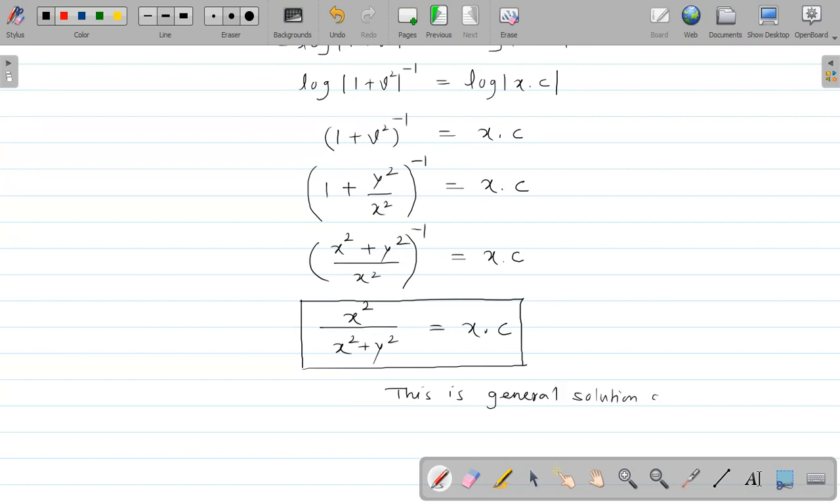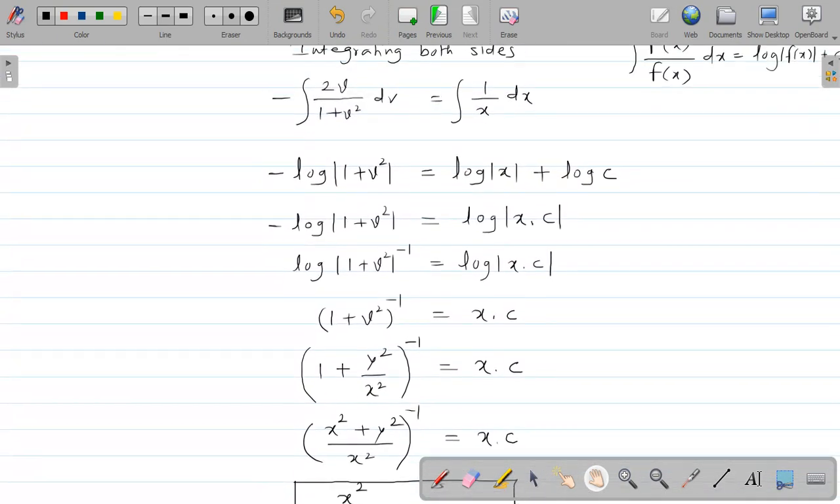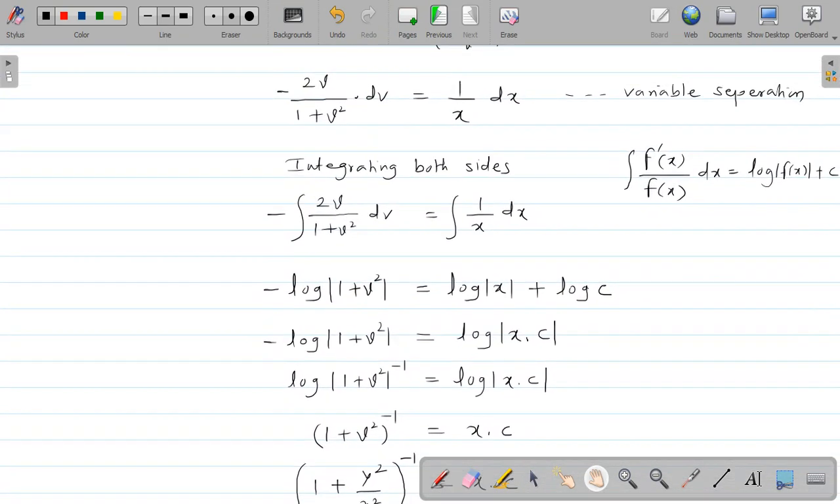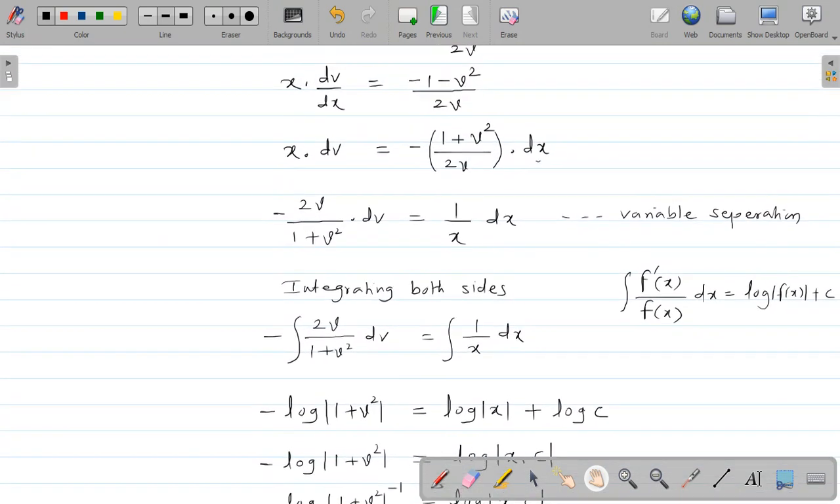So this is the general solution of the given differential equation. After this, just adjust the terms after substitution and then get the answer, and if it is in the form of log on both sides, then you have to choose the constant as log c and then you solve like this. Okay, so see, this is the method to find out the solution of the homogeneous differential equation.